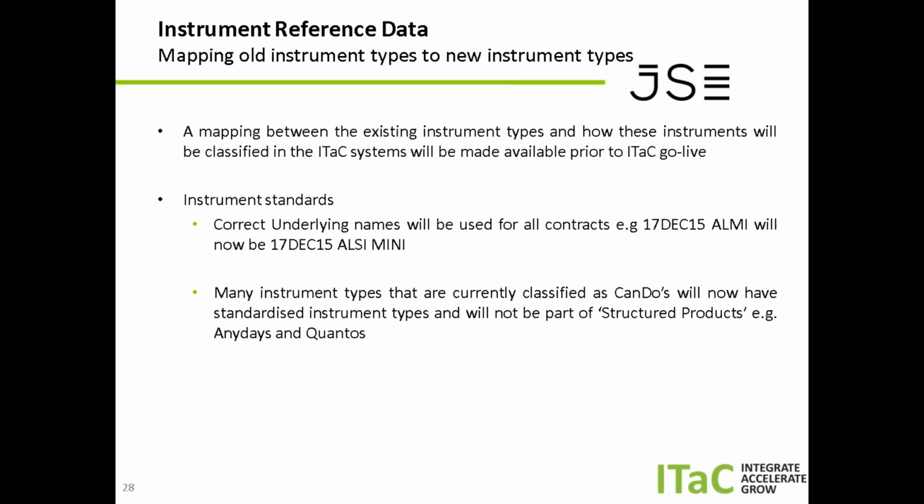There are also many instruments, which you know as can-dos, but in the new world they will be called structured products. Currently any days and quantos fall under the can-do structure or classification, but in the new world they would now be seen as mainstream products. So they will no longer have the can-do or structured product classification. Right. If I missed anything.